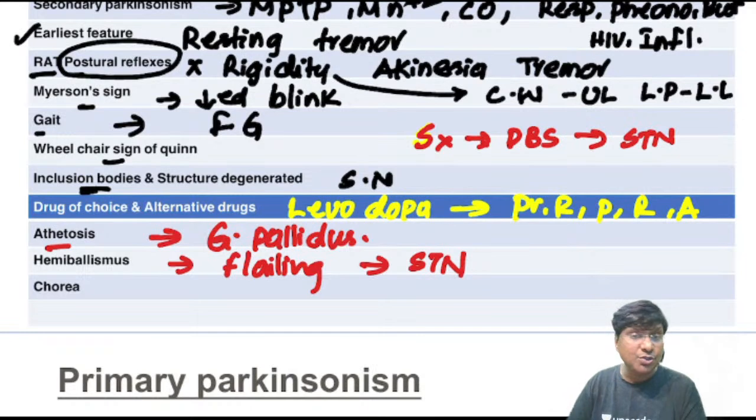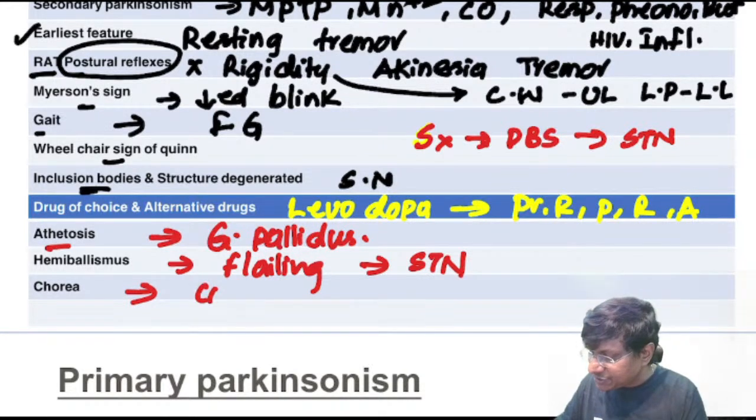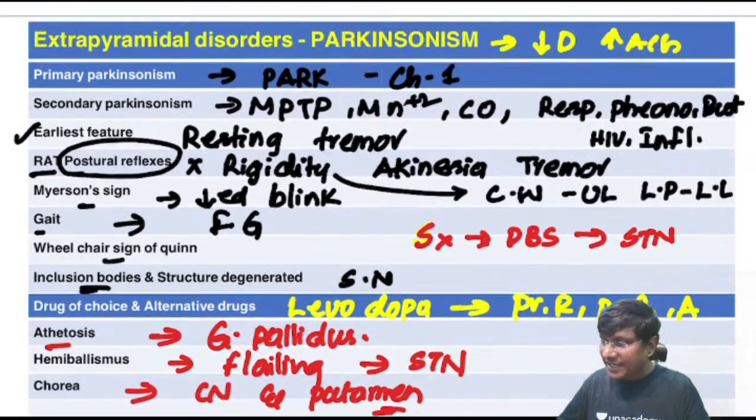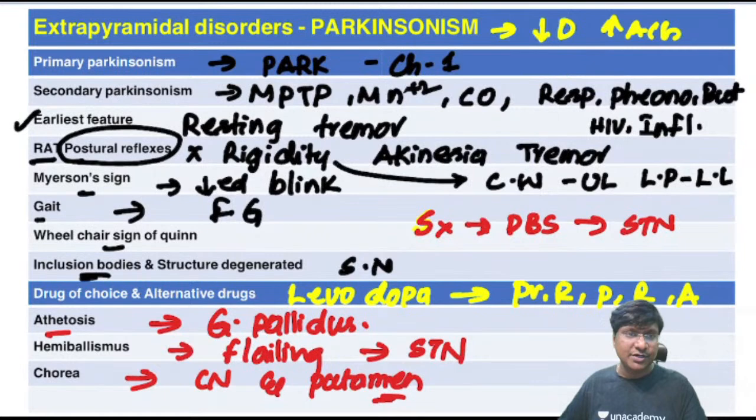Okay, then coming to chorea. So what is chorea? It is like dancing movements, where the individual will have flickering movements in the hands, face, and other parts of the body. And where will be the site of lesion for the development of chorea? The site of lesion will be within the caudate nucleus and as well as putamen. Okay, so this is a quick recap of the extrapyramidal disorders.